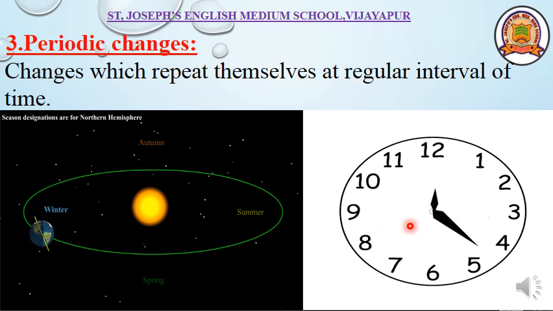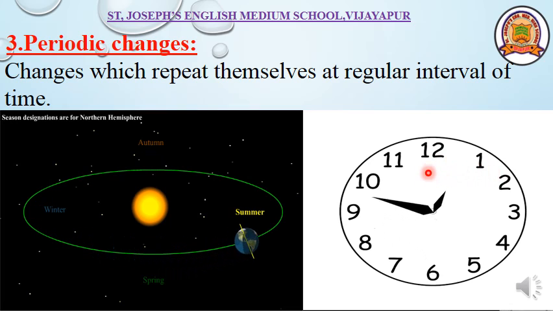Okay, here in this example, 60 seconds is equal to 1 minute. Okay, 60 minutes is equal to 1 hour. To complete one circle, this hand moves 60 times. Fine. This is called an example of periodic change.